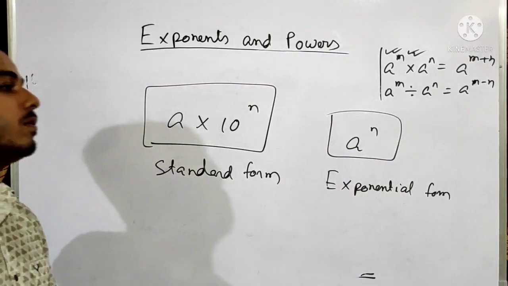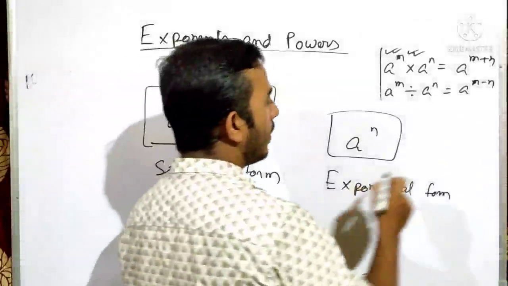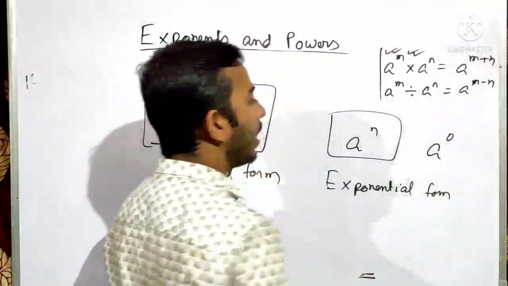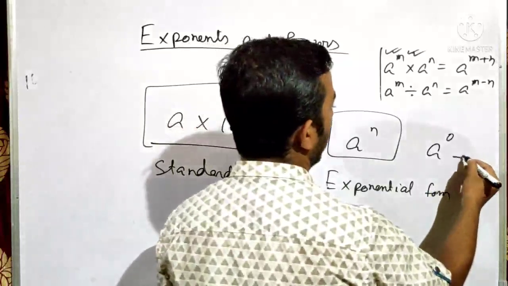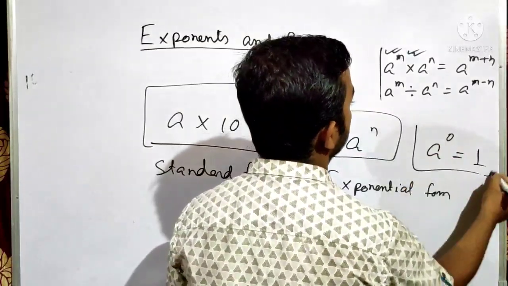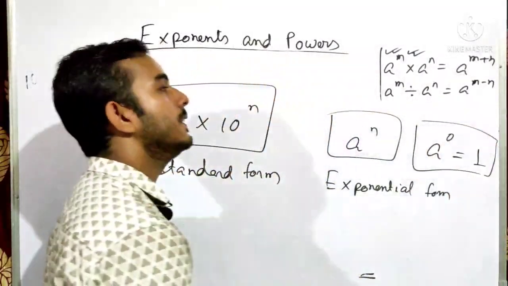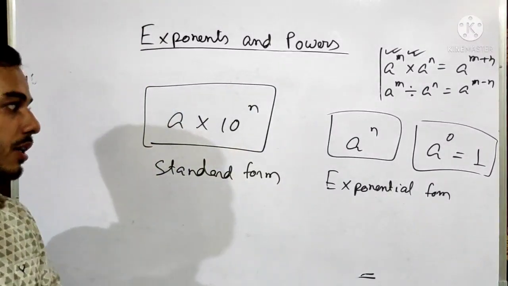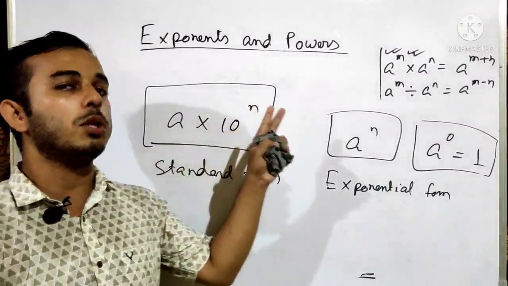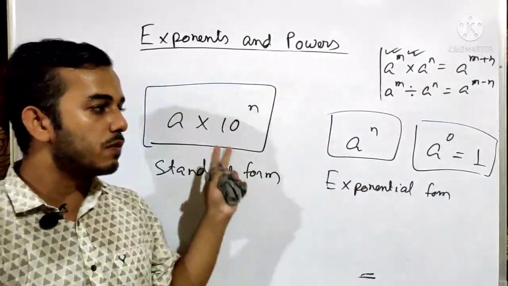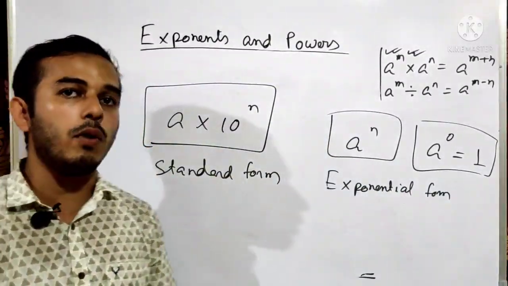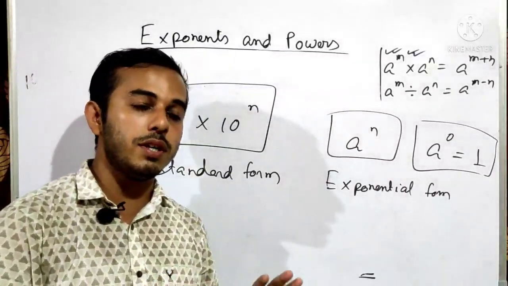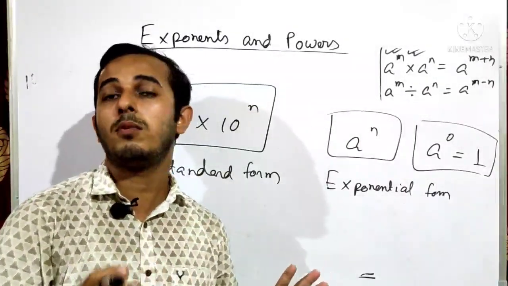Okay, one more thing. If a number is in exponential form with a power 0, a power 0 means 1. Clear? Remember this. A power 0 means 1. Okay, let's come to our main topic. What is the standard form? Standard form is a into 10 to the power n. If a number is expressed in this form, then this number is known as being in standard form. In standard form, there is a rule, that is after one digit we have to put the decimal.